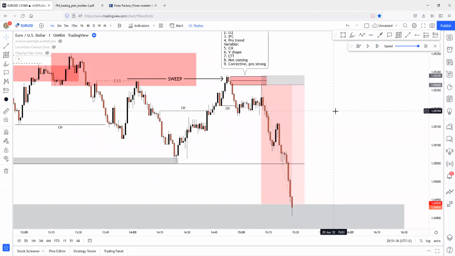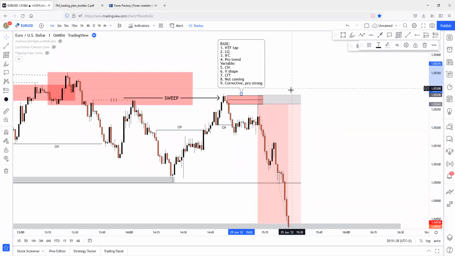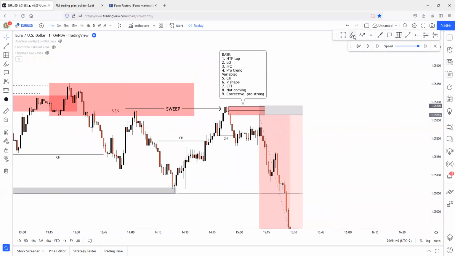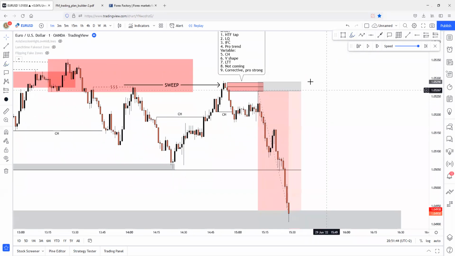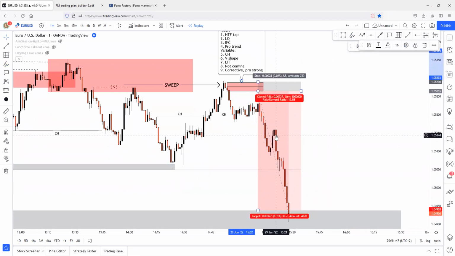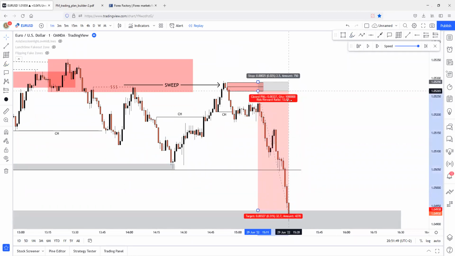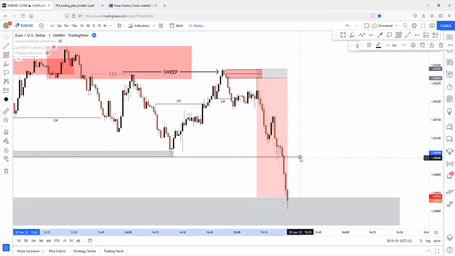TP. That's it. 9 criteria trade. Really strong trade. And TP hit. That's it. That's all you have to keep executing, because this is the strongest setup ever.